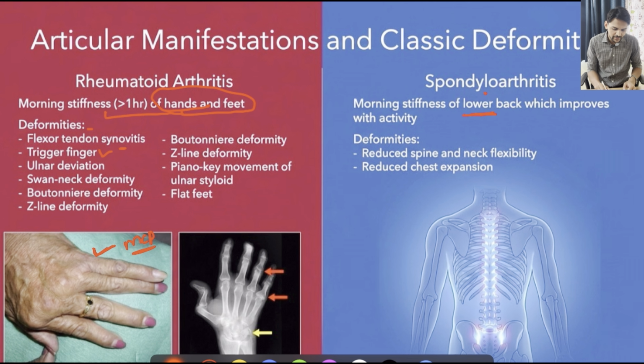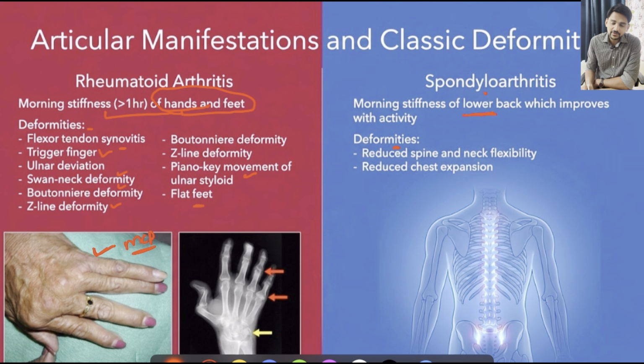So here we can see that ulnar deviation, swan neck deformity or boutonniere's deformity, Z-line deformity. There might be piano key movement of the ulnar styloid, as well as in the lower limbs we can see flat foot. These are some typical features of rheumatoid arthritis.